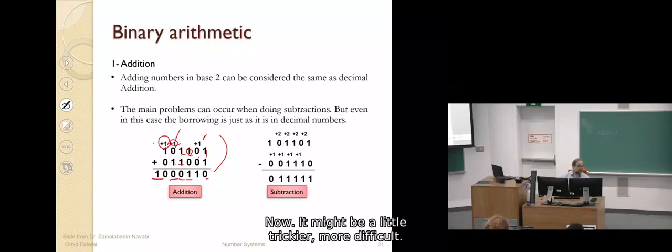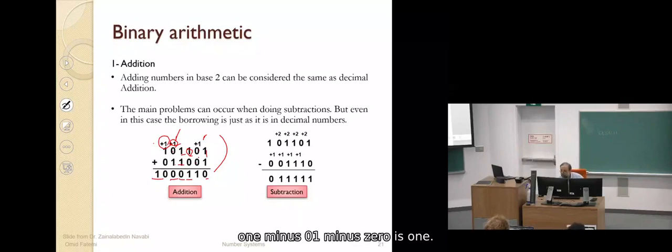So let's do subtraction. Now it might be a little trickier, more difficult. So we are subtracting 101101 minus 001110. How to do that? Exactly the same. Starting from the rightmost digit. 1 minus 0. 1 minus 0 is 1.